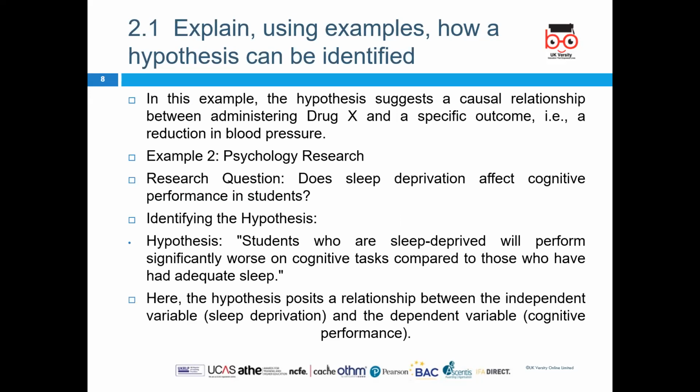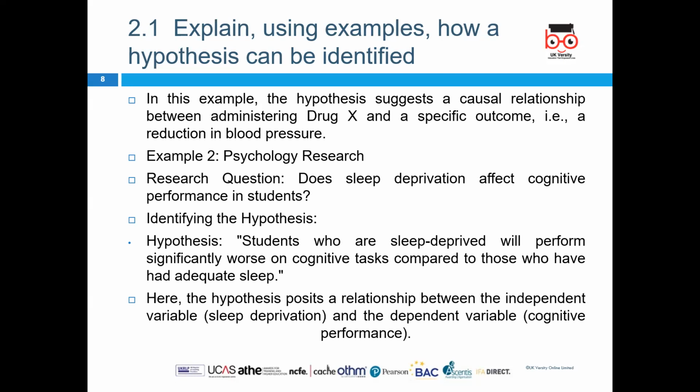So in this example, the hypothesis suggests a causal relationship, which means a predictive relationship between administering drug X and a specific outcome, that is, reduction in blood pressure. So here, if you have to formulate the null and alternate hypotheses, the null hypothesis would be there is no impact of drug X on reducing blood pressure in hypertensive patients, whereas the alternate hypothesis would be there is an impact of drug X on reducing blood pressure in hypertensive patients. So that is how your hypothesis is formulated.